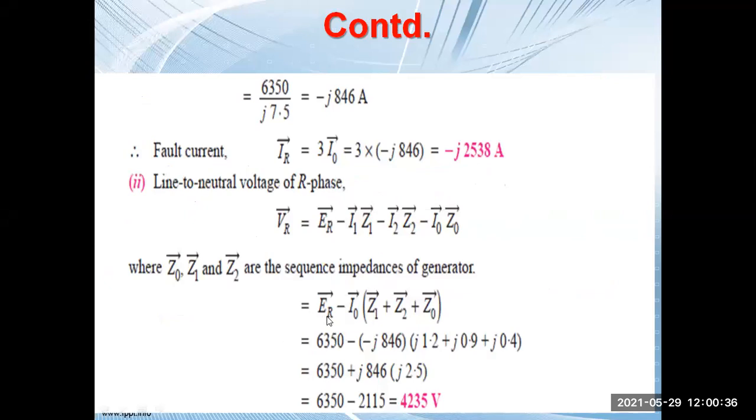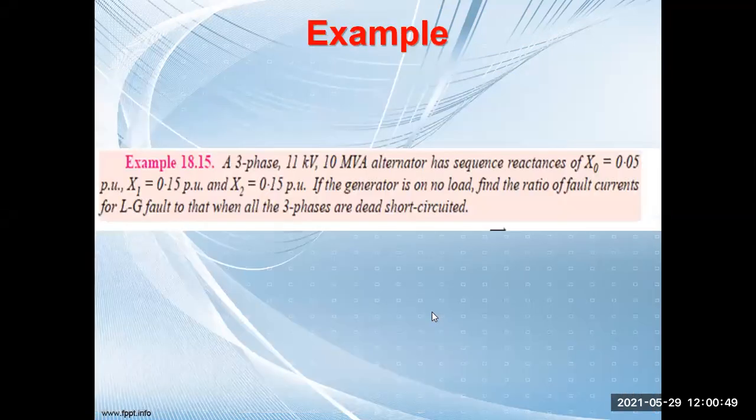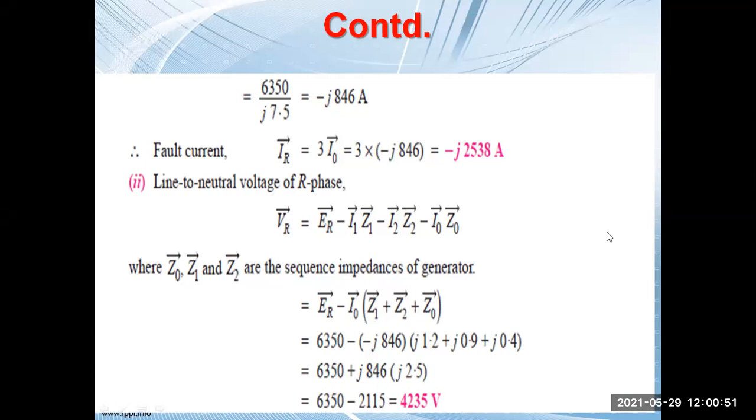We'll substitute this value, ER equal to 6350, and I0 we have calculated, that is minus J846, and all these impedances, and then finally we'll get this voltage, that is 4235. That is the line to neutral voltage. Now this problem is clear. Any doubt anywhere?